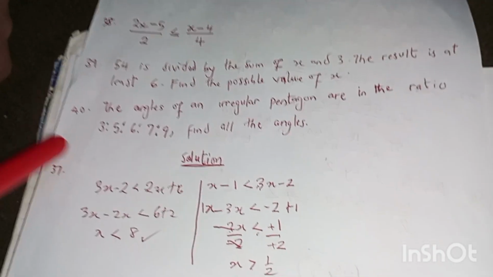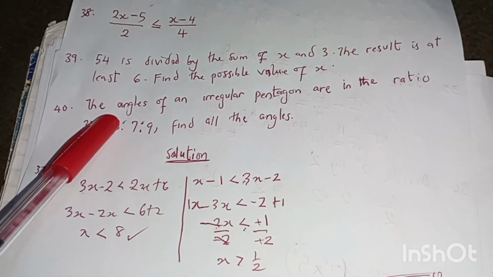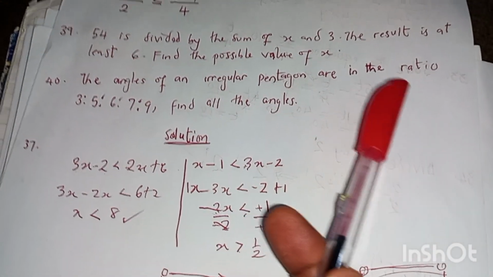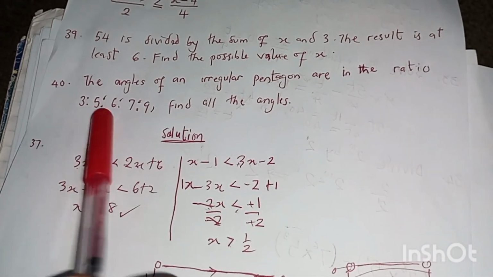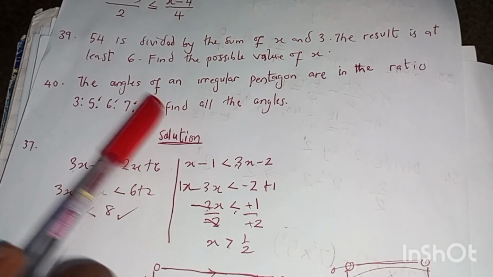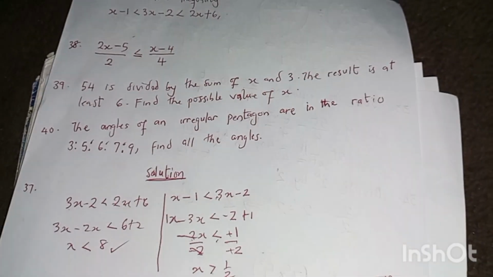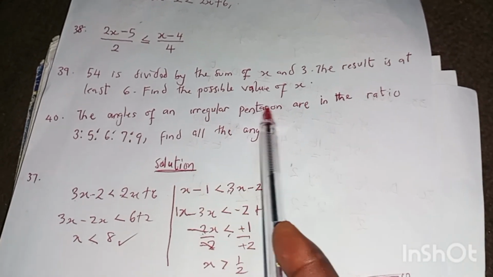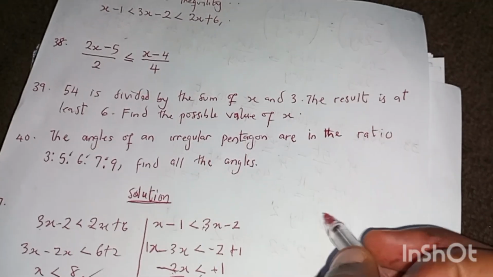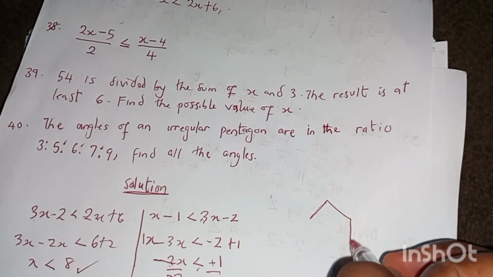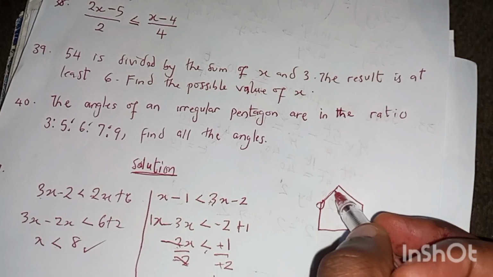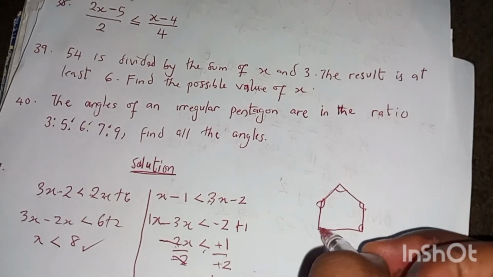All right, so the 40th question says the angles of an irregular pentagon are in the ratio 3 to 5 to 6 to 7 to 9. It says to find all the angles. So here what we know is that the sum of angles in a pentagon should be equal to 540. So all those angles now must add up to 540.